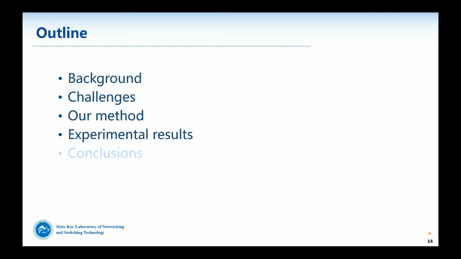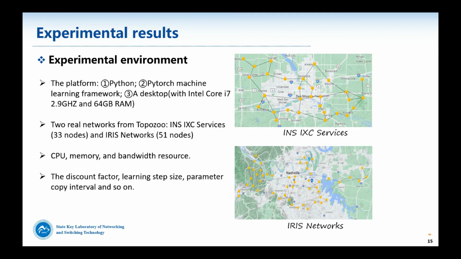After introducing the proposed method, we start to present the experimental part. The first point is our experimental platform. The whole simulation system is implemented with Python. All experiments are done on real networks. The INS-IXE network contains 33 nodes and the IRIS network contains 51 nodes, all from the Topology Zoo. Other main parameters, such as the parameters of the edge network and the model, can be seen in our paper.